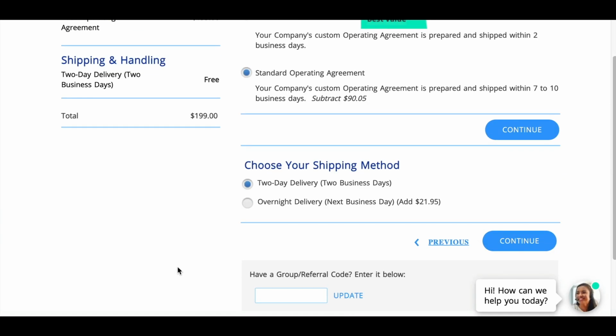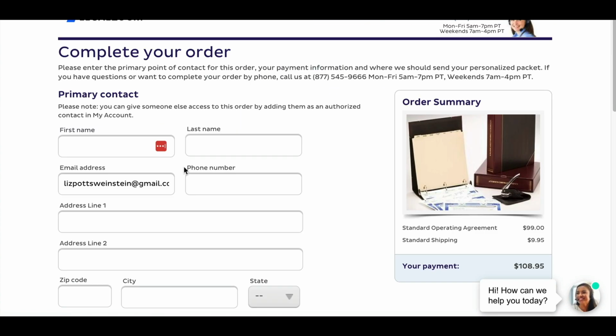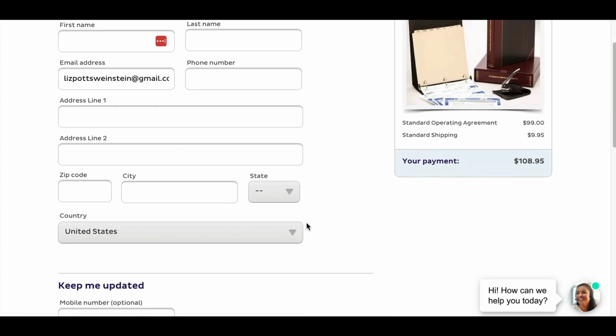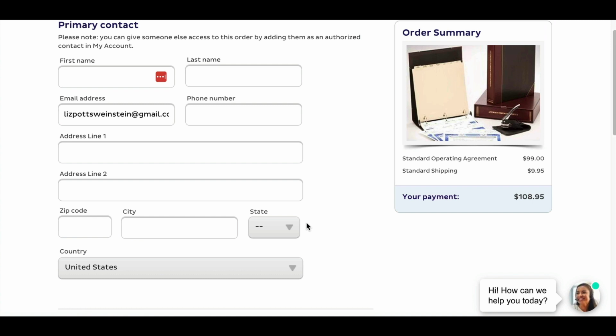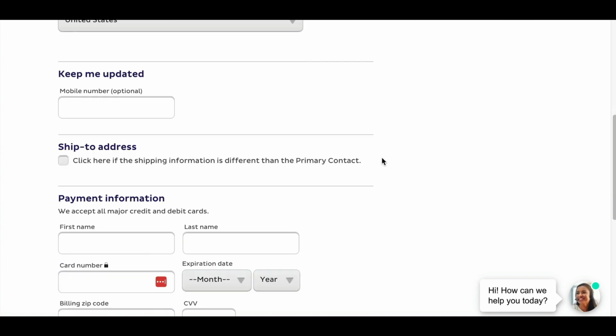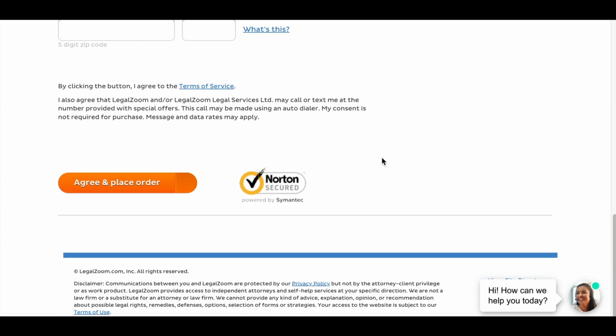So let's say we do standard. That's why it takes so long, because they have to ship it. Okay, complete your order and you have to put in your information. Oh, and they're going to send it to you with all this formality. So the thing is, you may really want some formal thing that's printed and has a seal and all this jazz, but you don't need that.